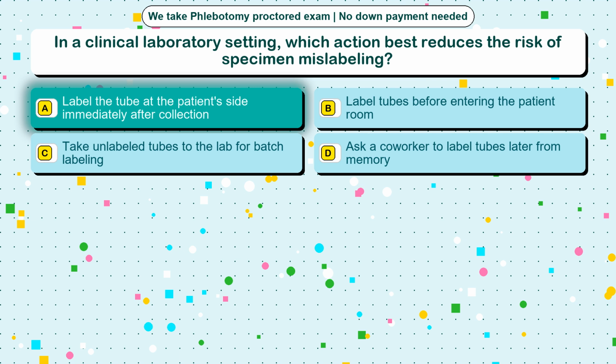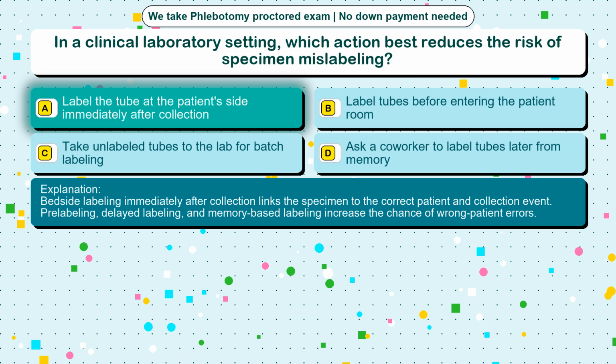Label the tube at the patient's side immediately after collection. Bedside labeling immediately after collection links the specimen to the correct patient and collection event. Pre-labeling, delayed labeling, and memory-based labeling increase the chance of wrong patient errors.